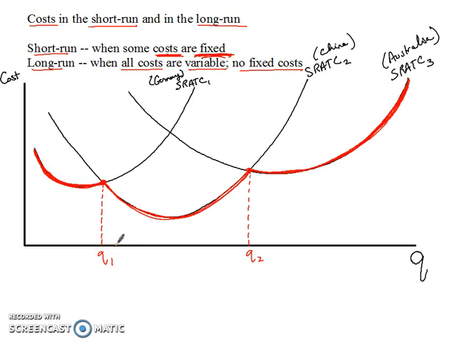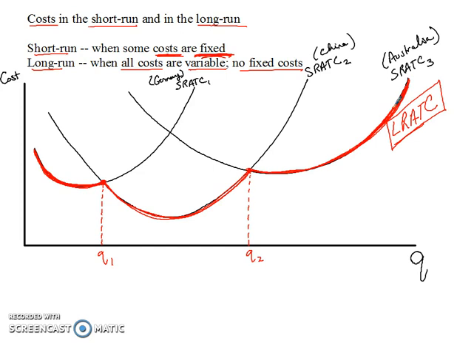If we anticipate between Q1 and Q2 cars, then we would build plant 2. And if we anticipate producing above Q2, then we should build plant 3 in Australia. And so now the bottom of all these short run average total cost curves essentially become the long run average total cost curve. So the long run average total cost curve is made up of the bottom of all the short run curves. That's where the long run average total cost curve comes from.